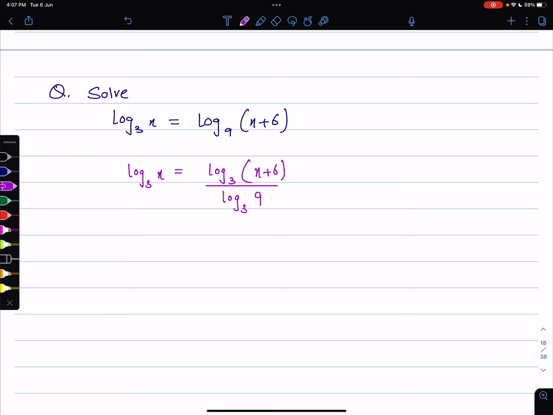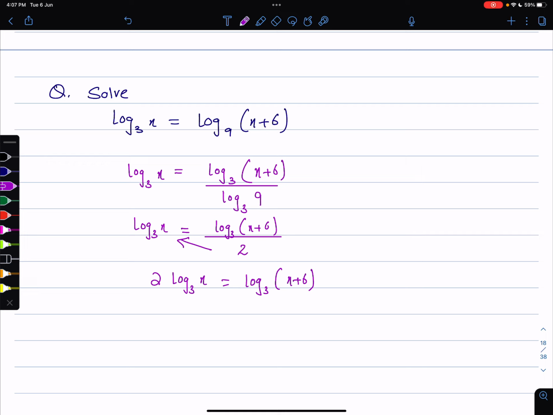Now we have logs with same bases on both sides. So log to the base 3 of (x plus 6) divided by log to the base 3 of 9, which is just 2, equals log to the base 3 of x. If we cross multiply this, we are going to get 2 times log to the base 3 of x equals log to the base 3 of (x plus 6).